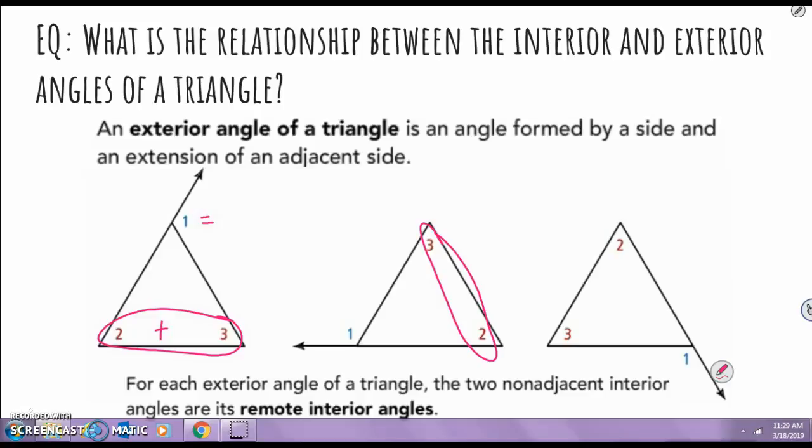Again, here we can add the angle measures of 3 and 2, and it would equal the measure of angle 1. Here we can add the angle measures of 2 and 3, and they would equal the measure of angle 1. For each exterior angle of a triangle, the two non-adjacent angles, meaning they do not share a common side or vertex, have a sum of angle measures equal to the exterior angle.